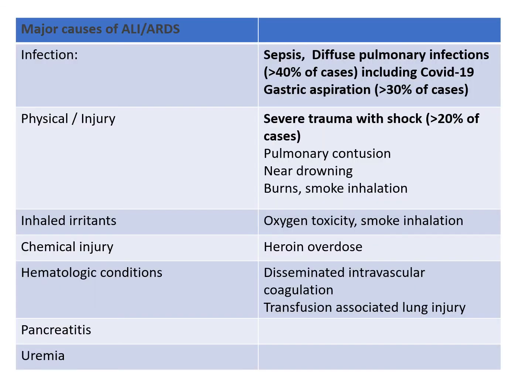These are the major causes of acute lung injury and ARDS. Sepsis and pneumonia are the most common causes. This includes COVID-19 viral pneumonia-induced ARDS, which is a severe form of COVID-19 clinical manifestation. Gastric aspiration accounts for more than 30% of the cases, while severe trauma with shock accounts for more than 20% of cases.